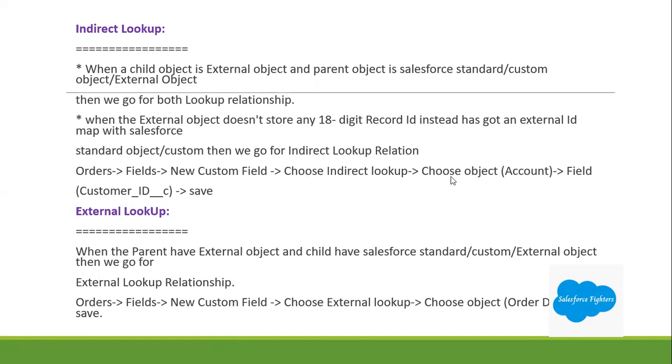Add fields: new custom field, choose the indirect lookup, choose the object accounts, field customer ID, and save. External lookup: when the parent has an external object and the child has a Salesforce standard, custom or external object, then we go for the external lookup relationship. Add fields: new custom field, choose the external lookup, choose the object order and D, save.